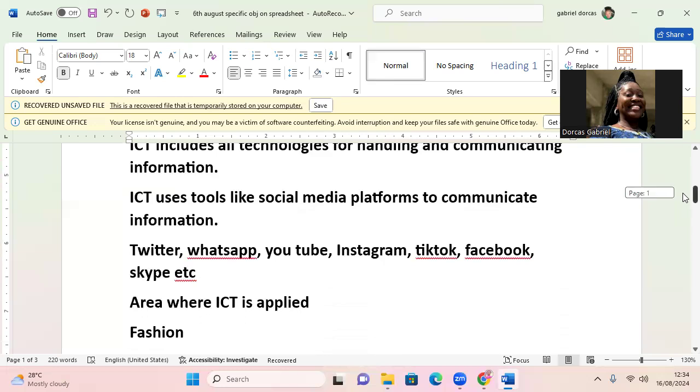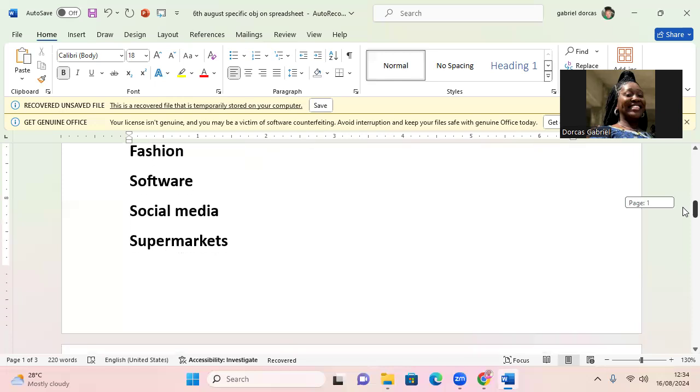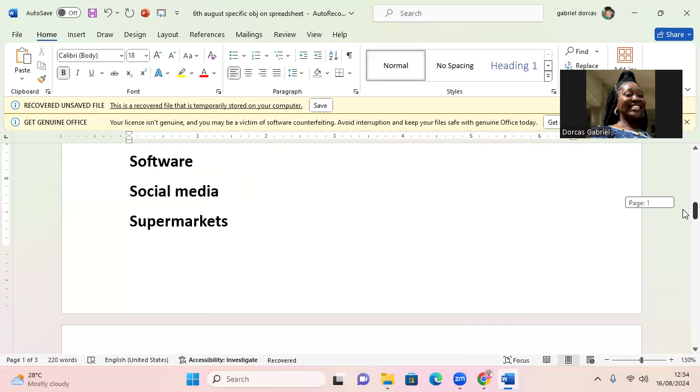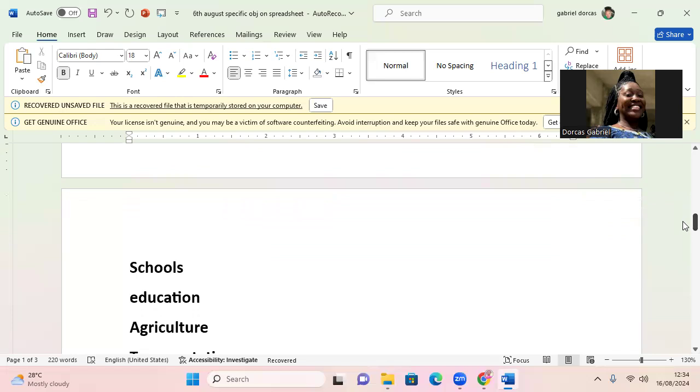So quickly, what are the areas ICT can be applied? In the area of fashion, in software engineering, social media, in supermarkets. You agree with me that every big supermarket now has a CCTV camera. In schools, we also have CCTV cameras, we have smart boards. We have CBTs now, no more paper. We are now running in a paperless environment.